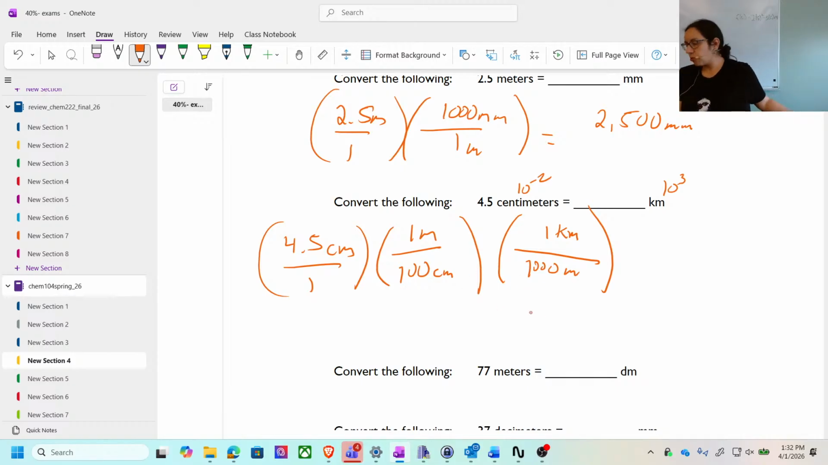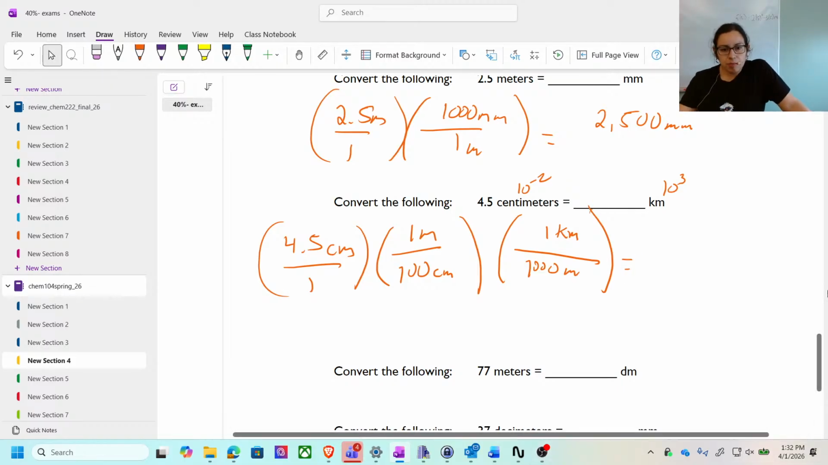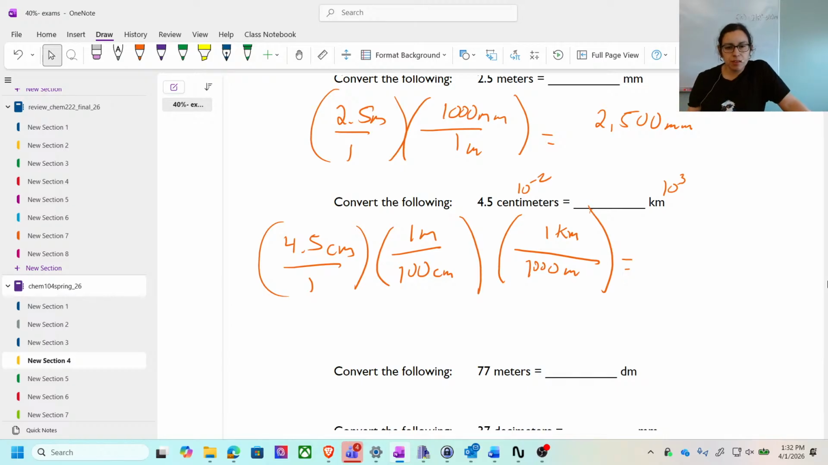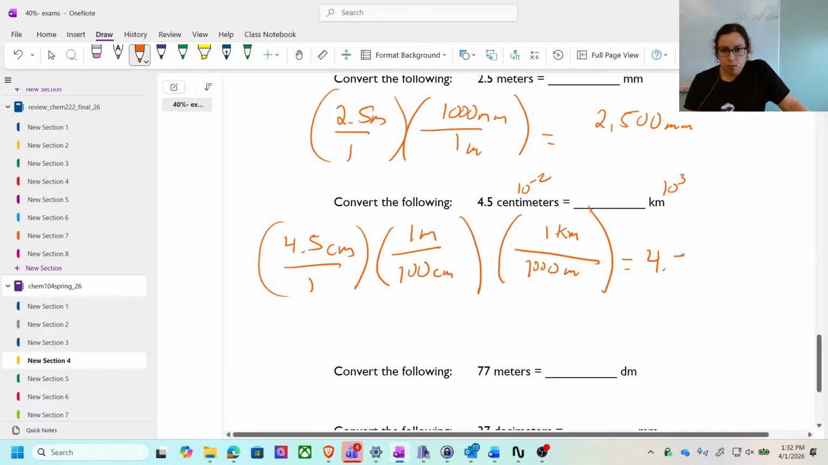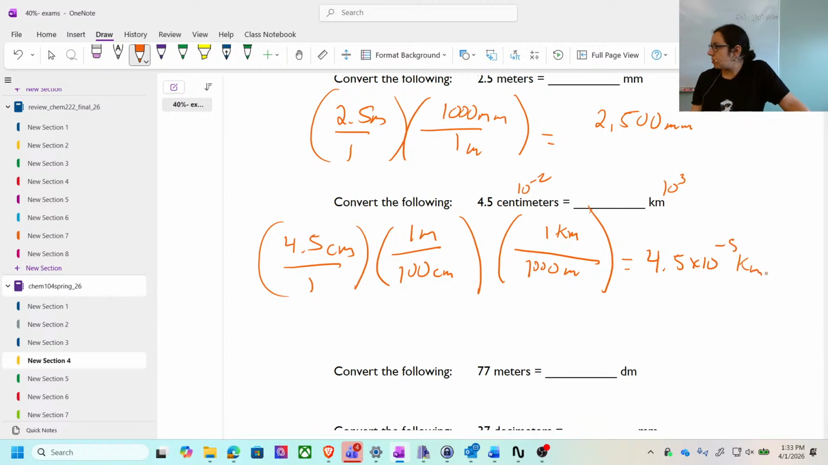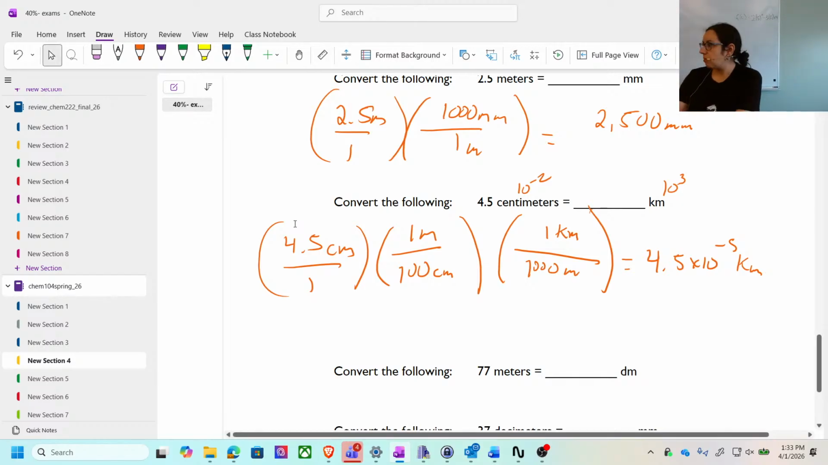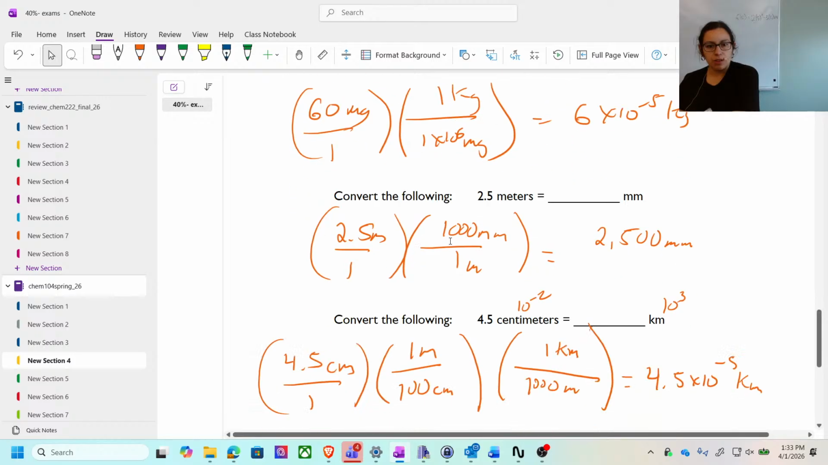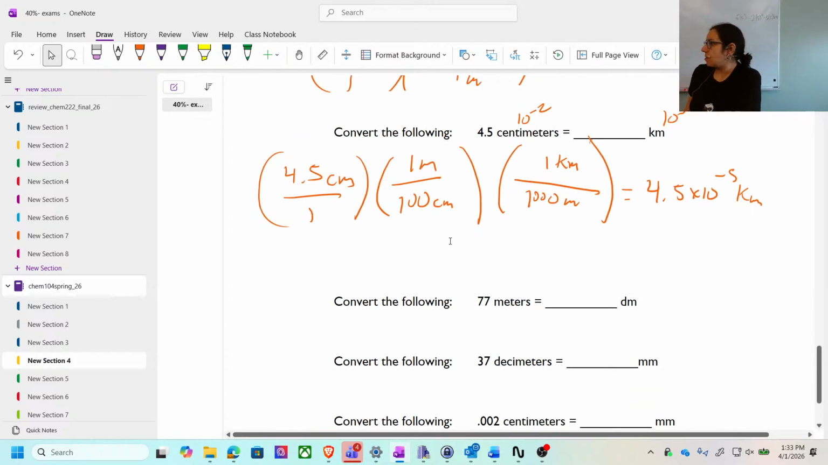So maybe as you work through them, you'll feel better about that one-step direct conversion. And then, I guess I don't need to plug this into my calculator. So now I have 4.5 times 10 to the negative 5th kilometers there. Any questions on this one? I don't know how far we got either, time-wise.